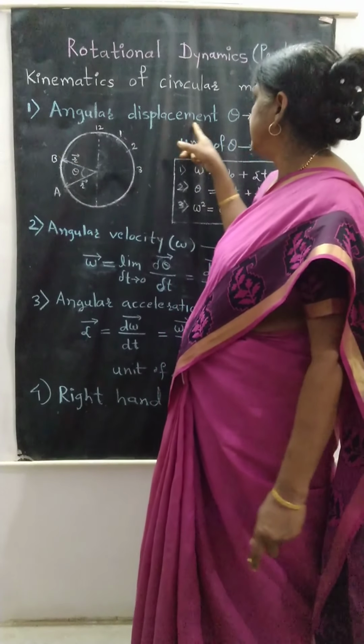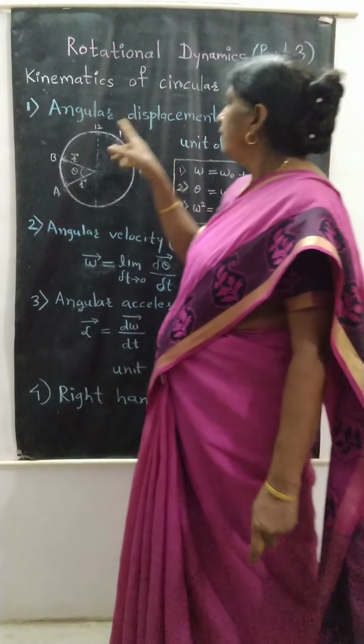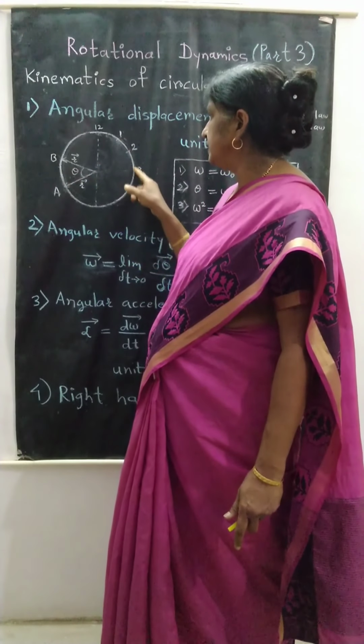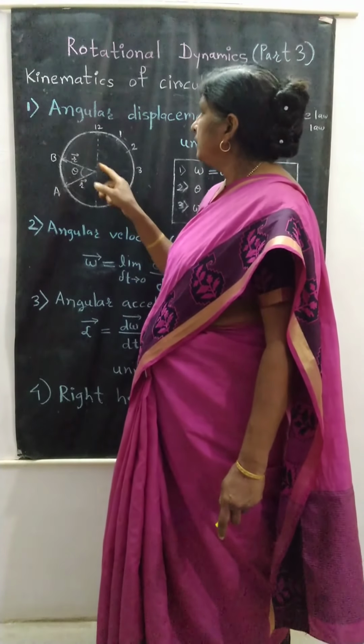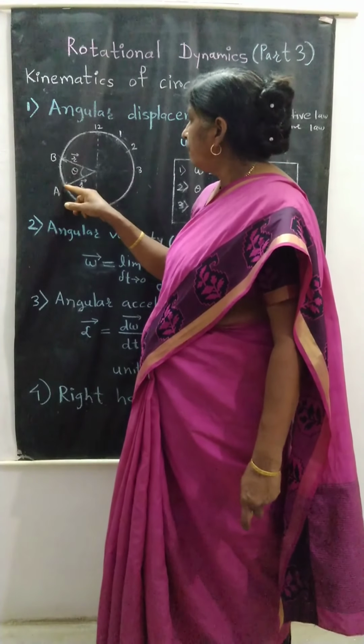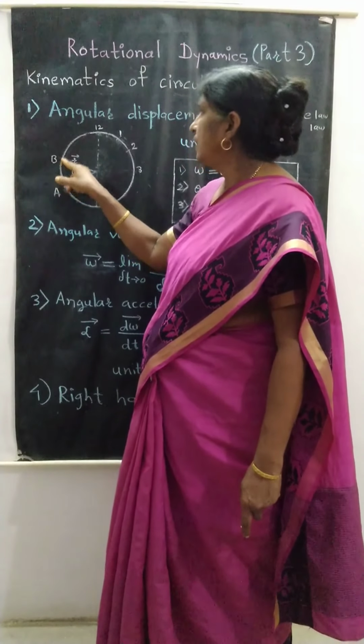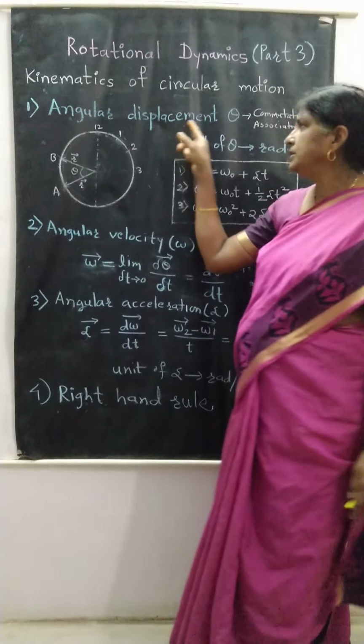Now, angular displacement. Suppose the particle is performing circular motion in this manner. The particle, when it changes its position from A to B, angular displacement is produced.